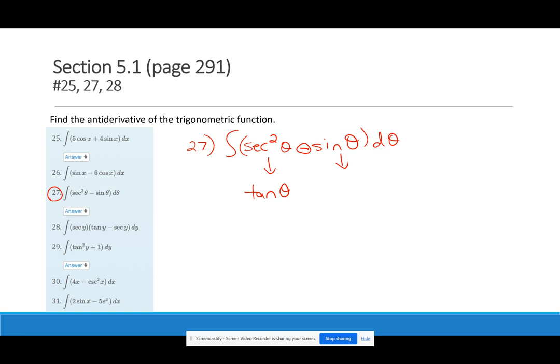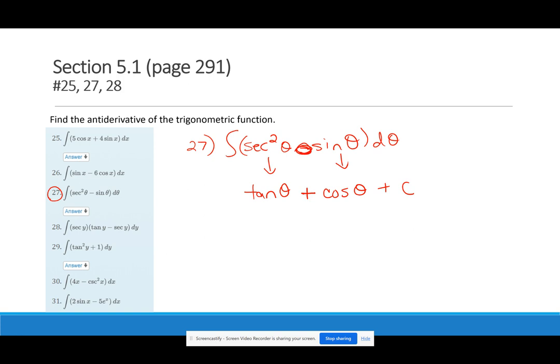Now when we think about where that sine theta came from, if I do the derivative of cosine, I wind up getting negative sine theta. Oh, and that's what I need. I need a negative sine theta. So I'm going to put a plus here because when the derivative of cosine theta happens, that's where that negative is going to come from. And then I'm going to add a C on that.